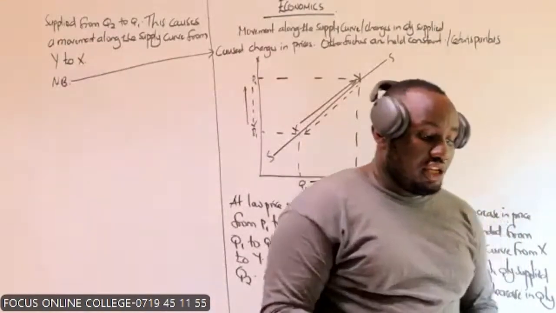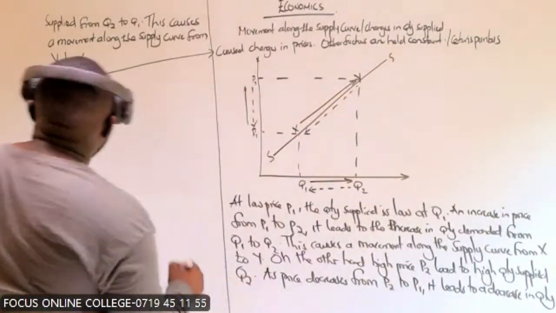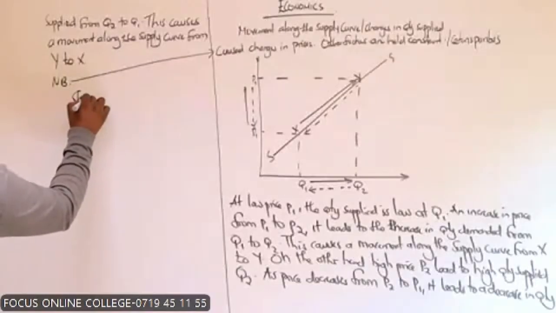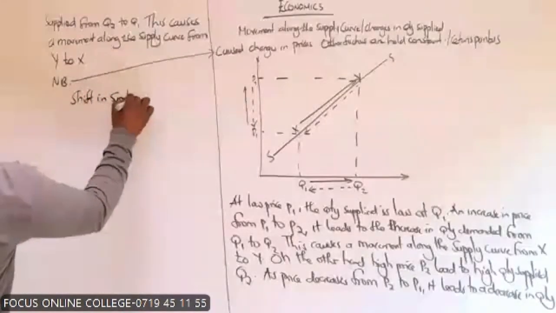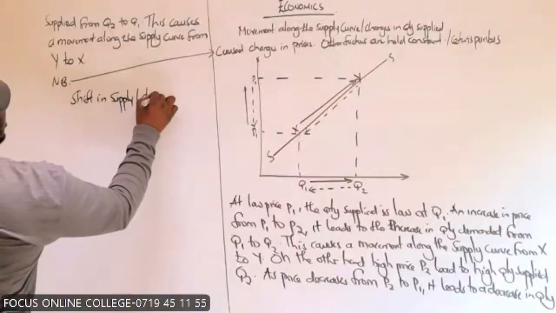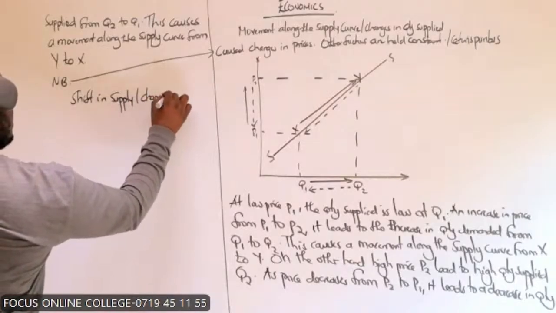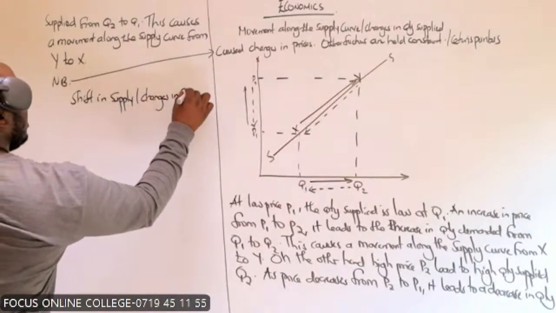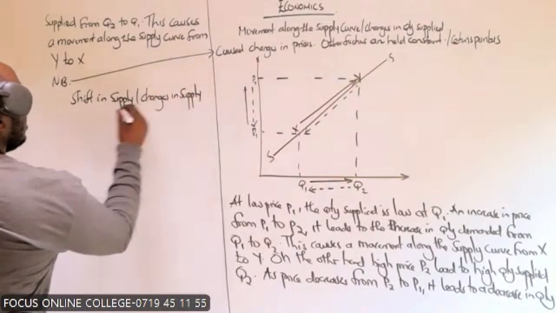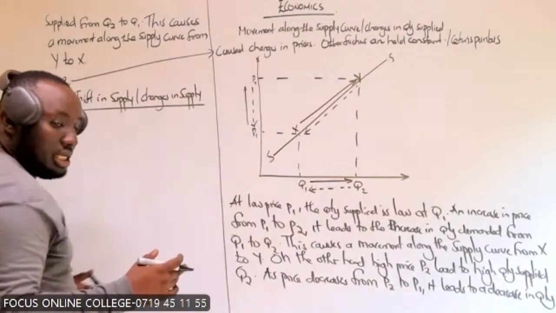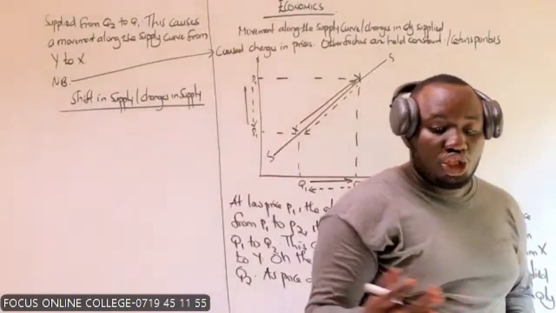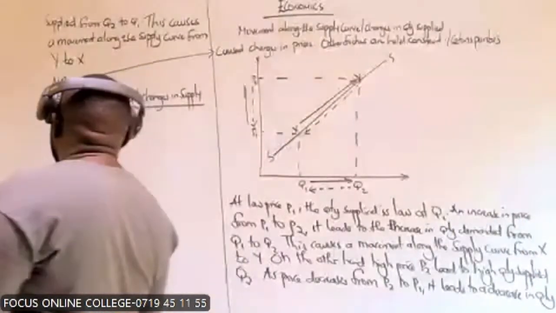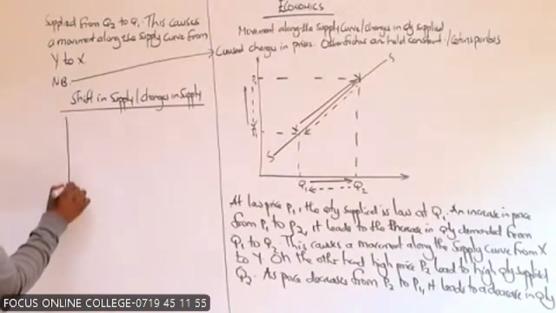So then we go from movement along the supply curve to shift in supply curve, which we also call changes in supply. Shift in supply is what we call changes in supply. So what do you call this? Shift in supply. So what do you call changes in supply? Shift in supply.